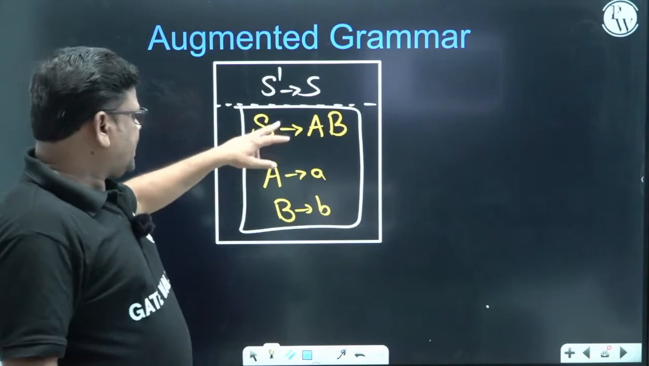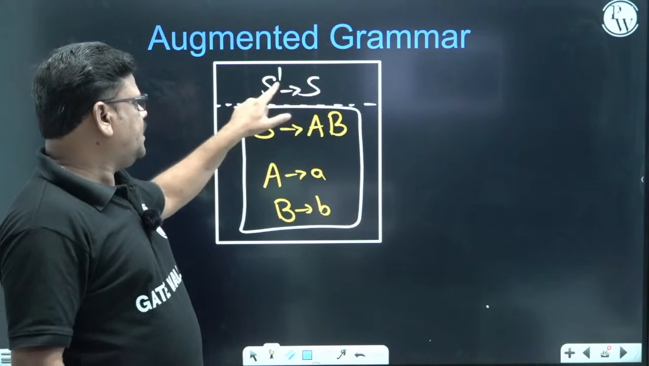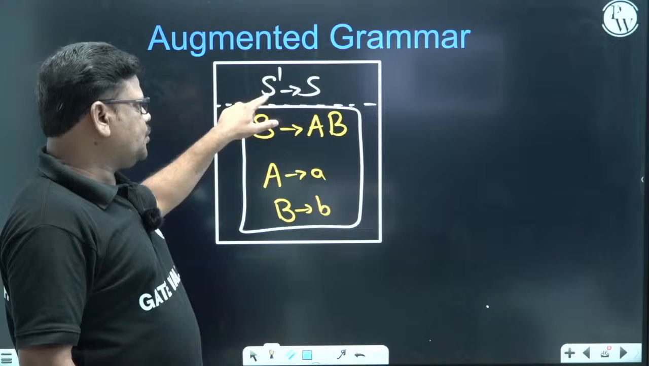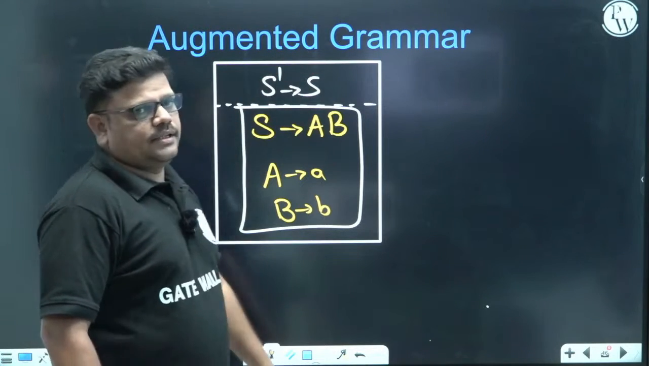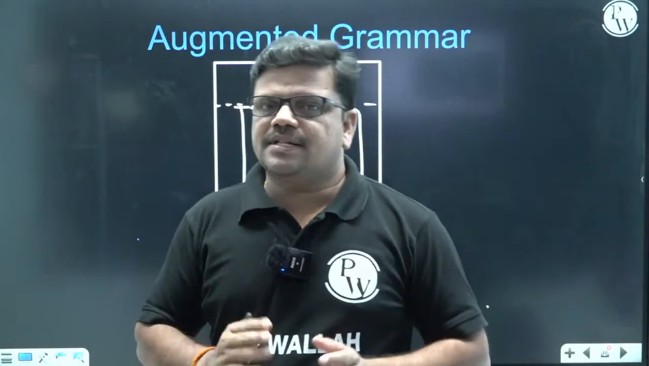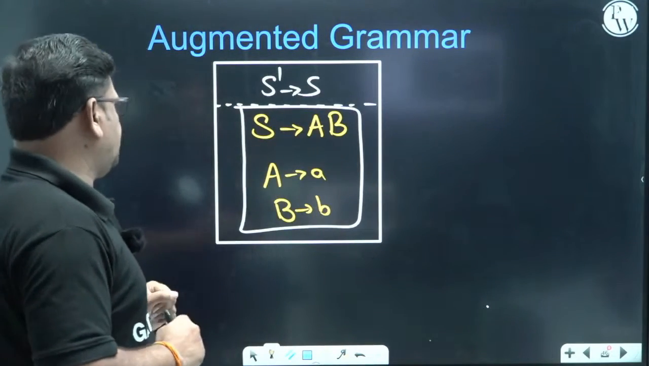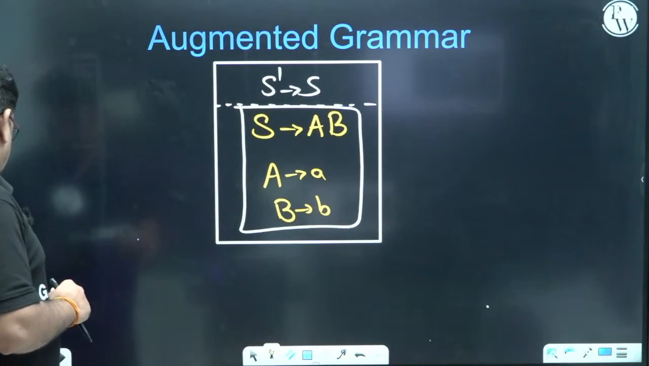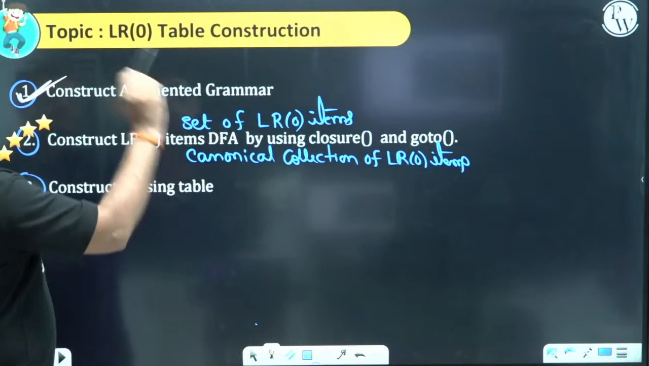So what is the starting symbol of the grammar? We are bringing it forcibly to the right side and adding a new production, S dash, a new non-terminal. S dash gives S. Adding a new production to the original grammar productions, this total structure is called augmented grammar. This is our augmented grammar. This is our first point, and it is very easy. So construction of augmented grammar is the first one.